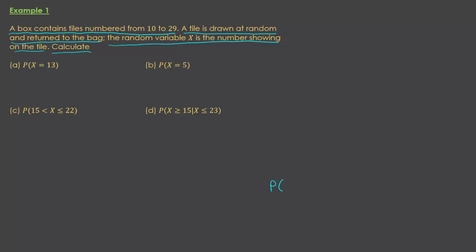So what we have is the probability of x being, now 10 to 29 is 20 different numbers, so the probability would be 1 over 20. Our x would belong to the set 10, 11, 12, and so on up to 29. Or it would be 0 otherwise.